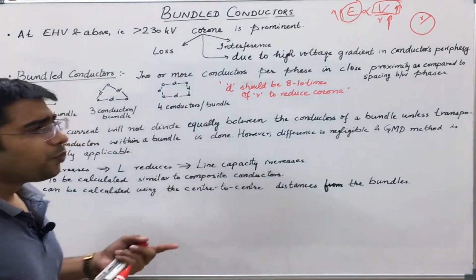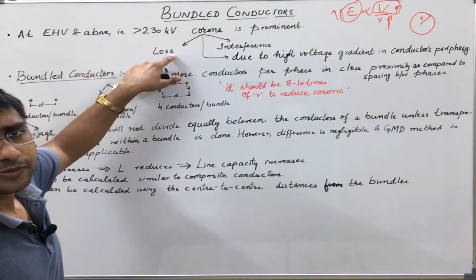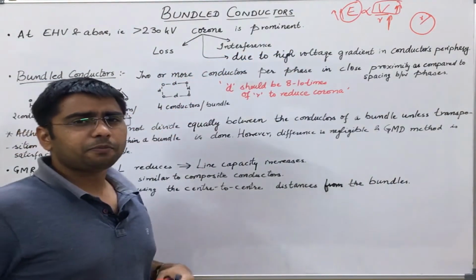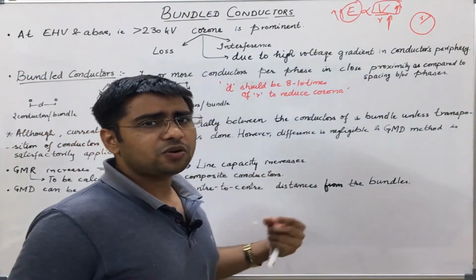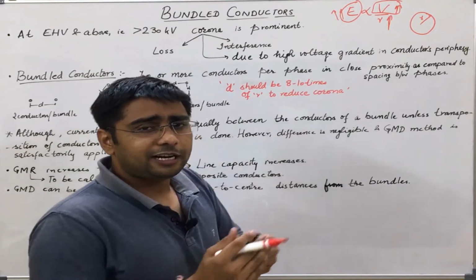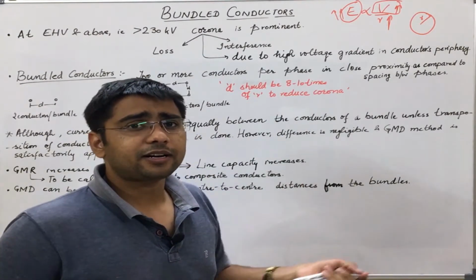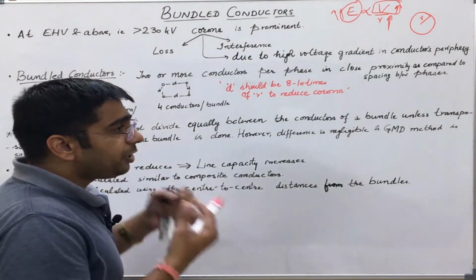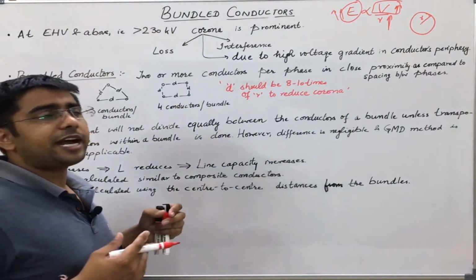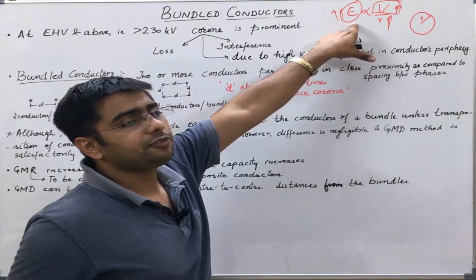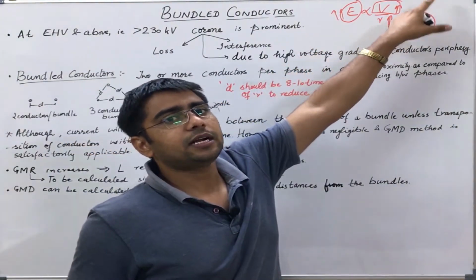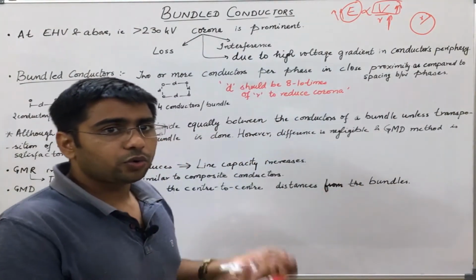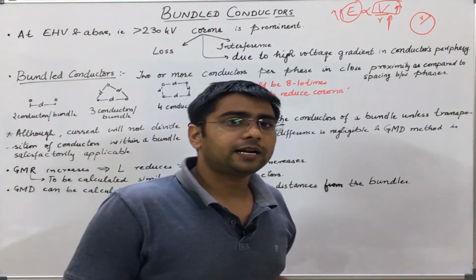What does it do? It causes loss also. It also causes interference. It brings about high frequency noise which can cause interference with nearby communication lines also. So what should we do to reduce it? We should try to reduce the electric field strength or the voltage gradient surrounding the conductor. How to reduce that? We need to increase the effective radius of the conductor.